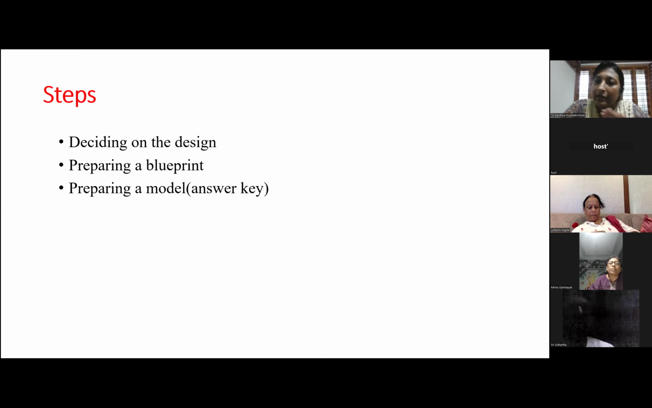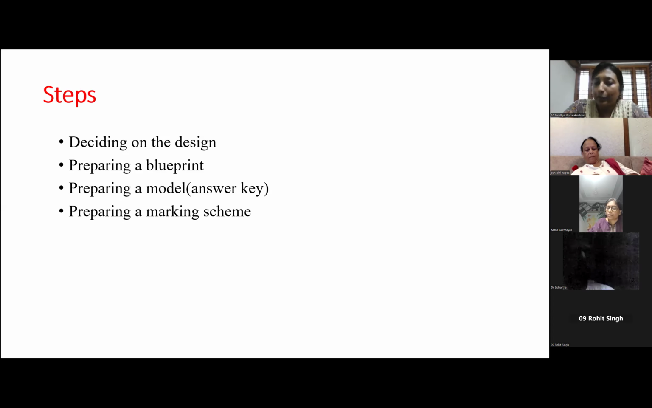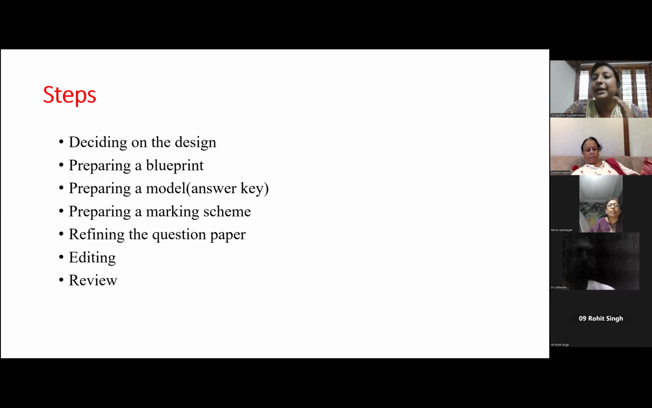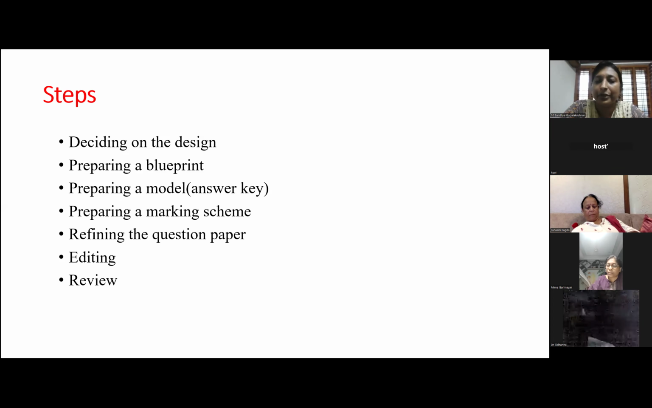In the normal steps, the question paper setter only has to provide the answers. Then you have to prepare a marking scheme, refine the question paper, edit, and finally review, and then you give the question paper to the students.